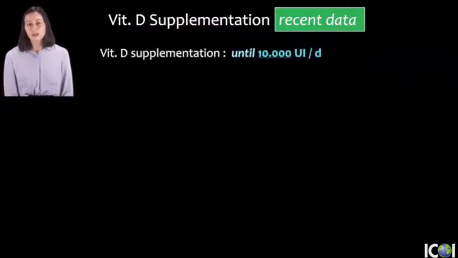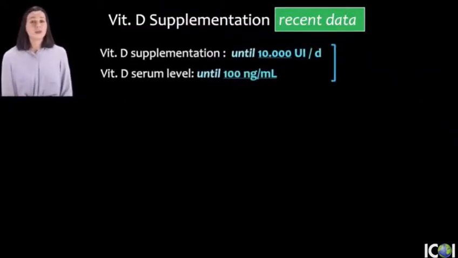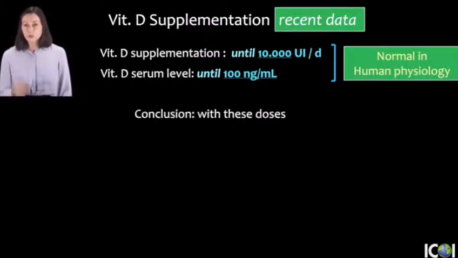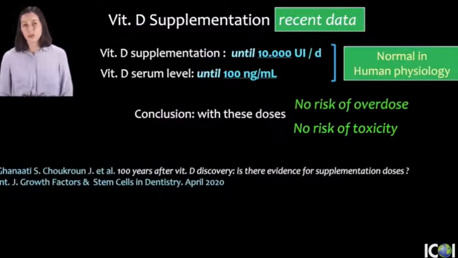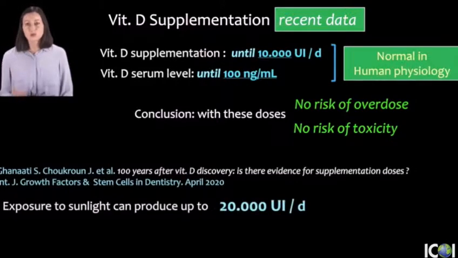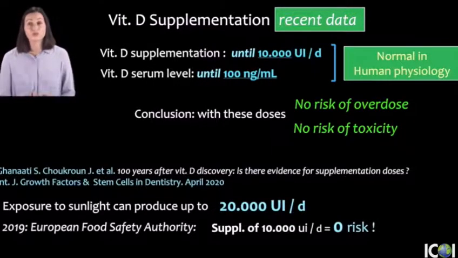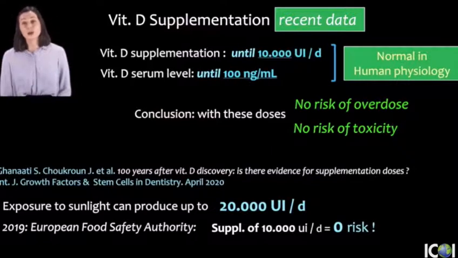We can take vitamin D up to 10,000 units a day and have serum level up to 100 nanogram per milliliter. Yes, it is normal in human physiology. With this dose, we don't have risk of overdose and toxicity. To give you an example, when you spend the full day under the sunlight, your body produces up to 20,000 units per day, meaning giving your patient 10,000 units is at no risk at all.